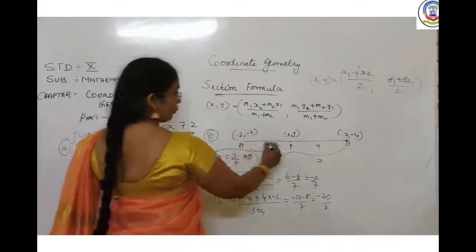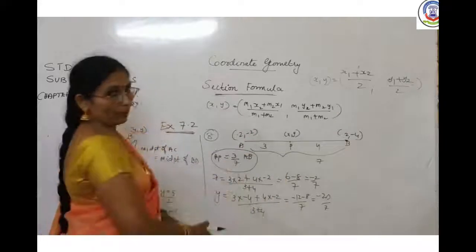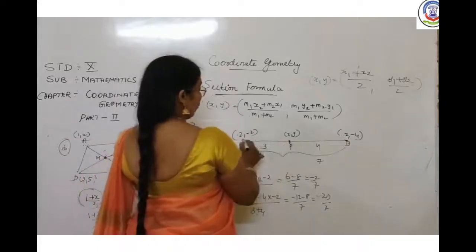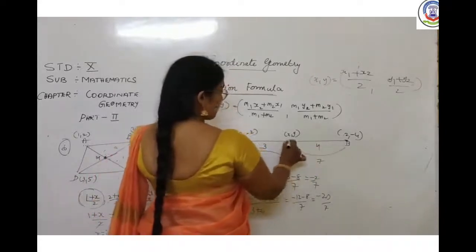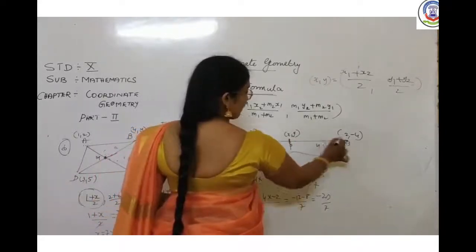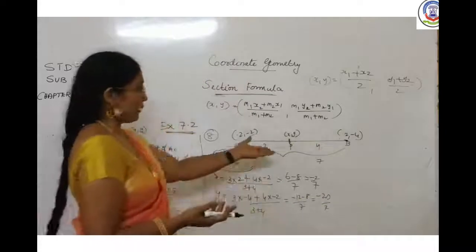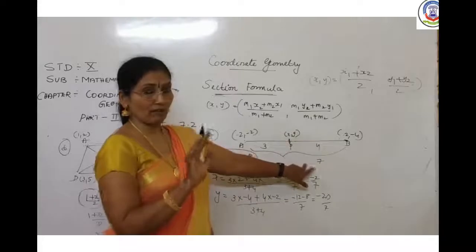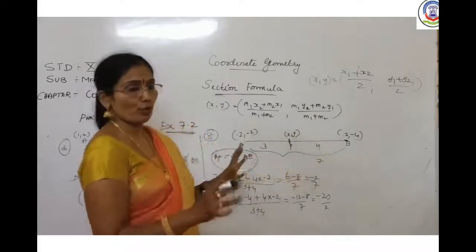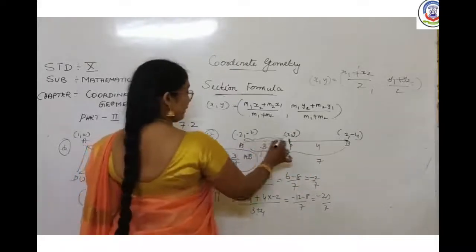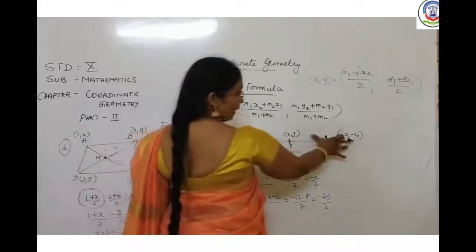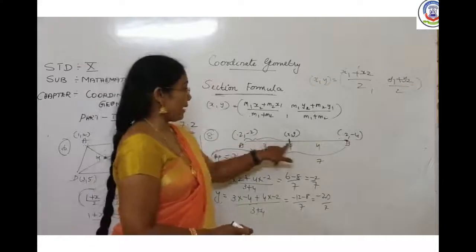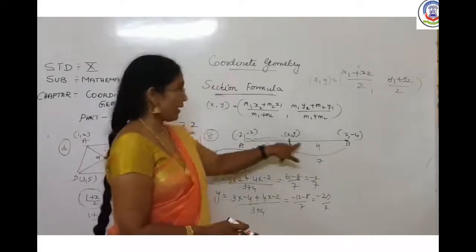AP is equal to 3 upon 7 part of AB. That means the total is AB, and you know the total part is 7. This much part is 3, so the remaining part will be 4. Now you got the ratio. What is the ratio? 3 ratio 4. Don't apply 3 ratio 7. It is not 3 ratio 7. It is 3 ratio 4. Because it is given that AP is 3 part of the total part. The total part is 7. So from there we will get the AP and PB ratio as 3 and 4.